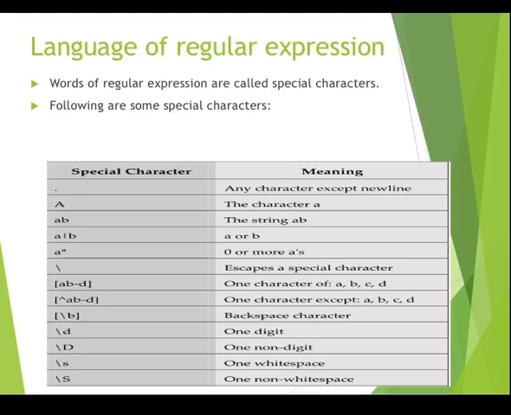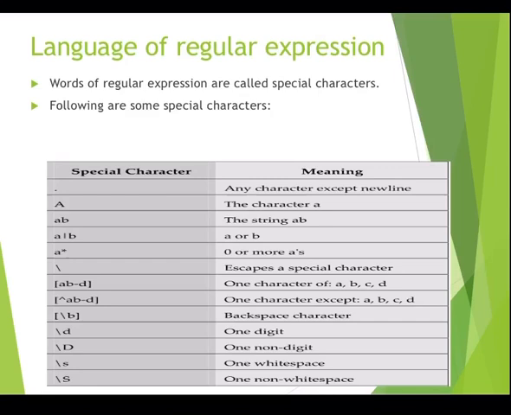So the first special character is dot. Dot will check if your input string contains any character except a new line. Then there is capital A. A will check if your string contains the character A. Then there is AB. The regular expression AB will check if your string contains the characters A and B both.